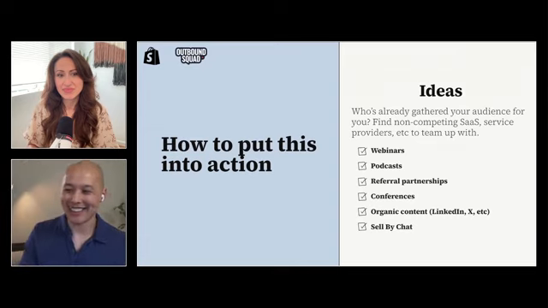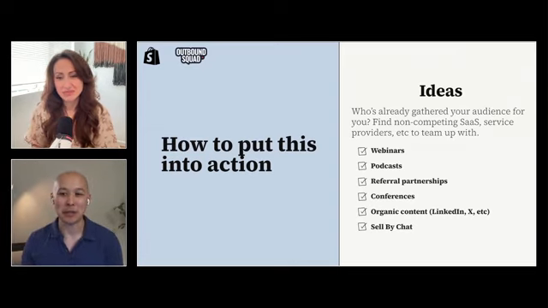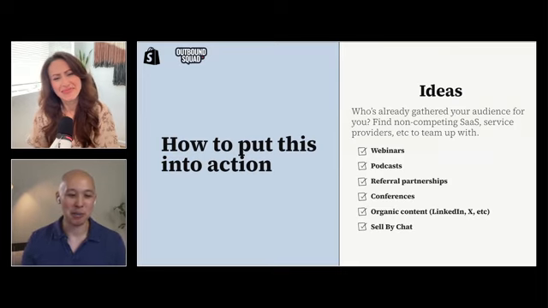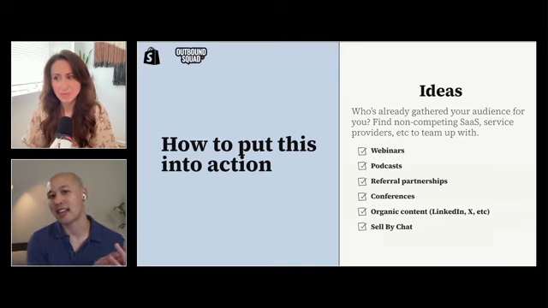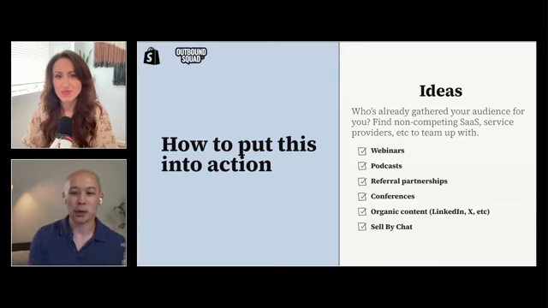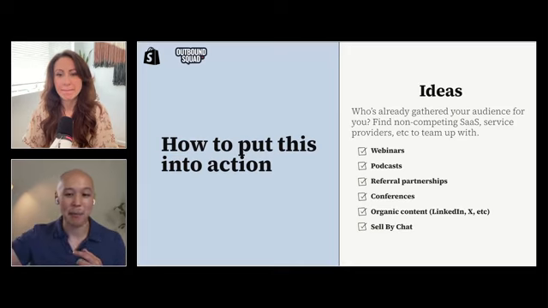I can't remember the guy that I talked to, but he framed it as something I thought was really funny, the marsupial method. So the marsupial method is like, think about who's already gathered your audience before that you can just latch onto, right? So maybe it's non-competing SaaS service providers, et cetera, that you can team up with.